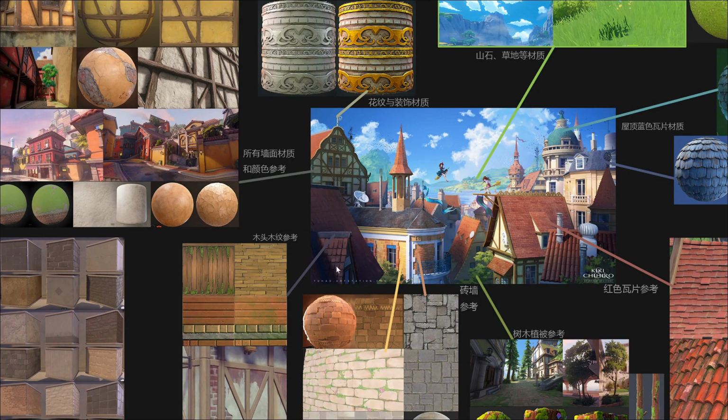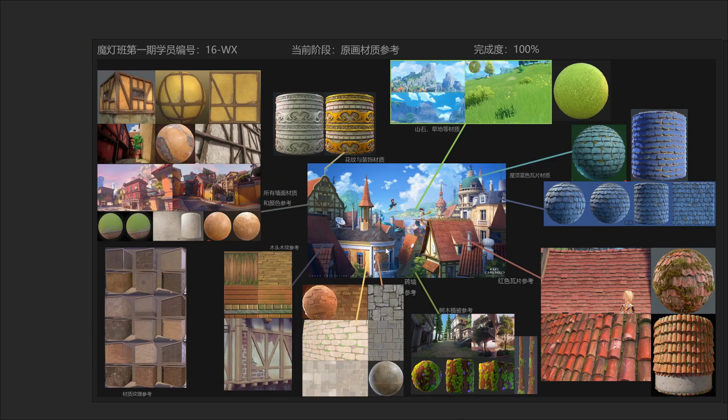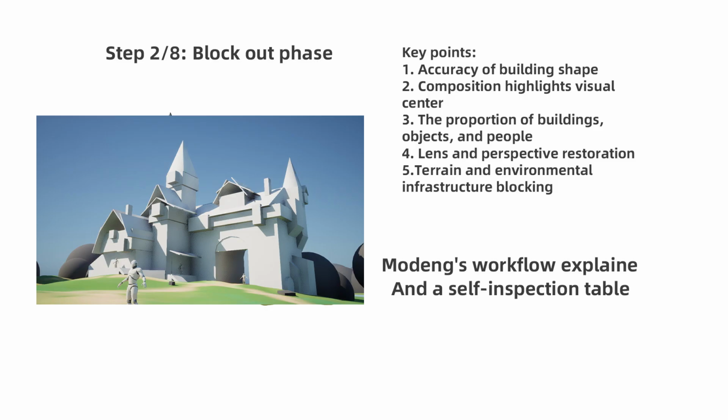Only with accurate references will later production be smoother. It's better to have a clearer objective. This reference is primarily for your own use. The second step is whiteboxing. I suggest everyone use Unreal Engine's whiteboxing tools.